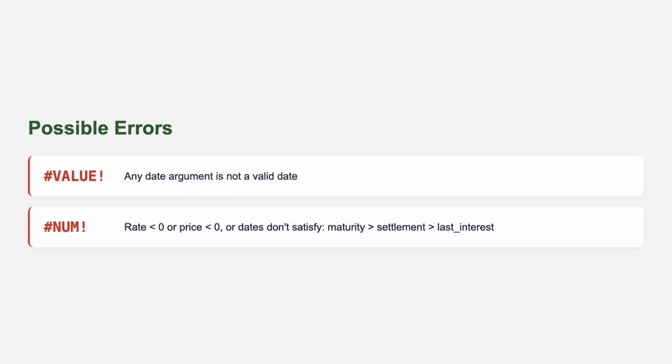ODDLYIELD can return 2 types of errors. A value error occurs when any date argument is not a valid date. A num error occurs when the rate or price is negative, or when the dates do not follow the required ordering. Maturity must be greater than settlement, which must be greater than last interest.